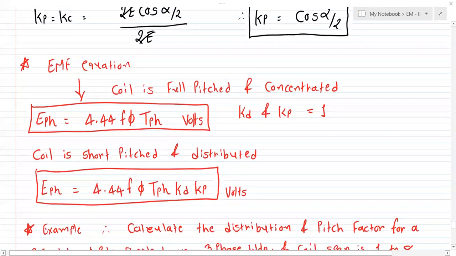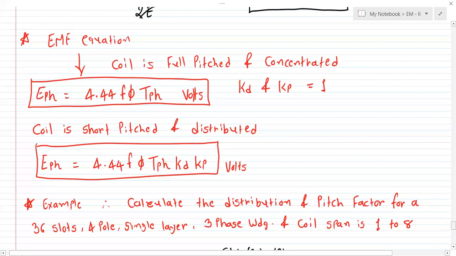And then we modify the EMF equation which we have. Generally, when we assume that the coil is full pitched and concentrated, not distributed and not short pitched, we have the equation of EPH, which is 4.44 F phi TPH. Here F is the frequency, phi is the flux per pole, and TPH is the turns per phase.